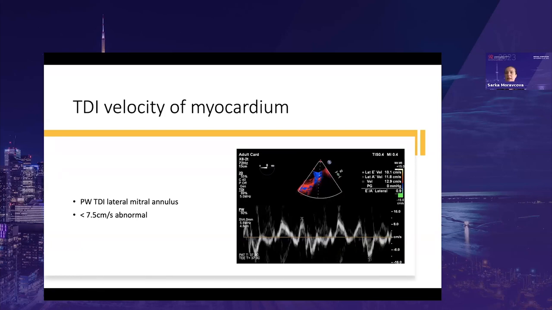During systole, the atrioventricular ring descends towards the apex, and the velocity of the myocardial base is higher than in the apical parts of the left ventricle. We can measure the velocity of the myocardium using tissue Doppler. By placing a pulse wave Doppler at the lateral or septal mitral valve annulus, the tissue Doppler signal must be well aligned with the vector of the velocity. It's a simple method and easy to obtain. The reduced myocardial velocity indicates impaired systolic function. Values below 7.5 centimeters per second are considered abnormal. When the left ventricle loses its longitudinal shortening, it starts remodeling into a more spherical shape.